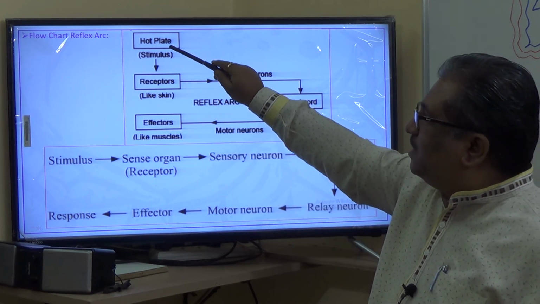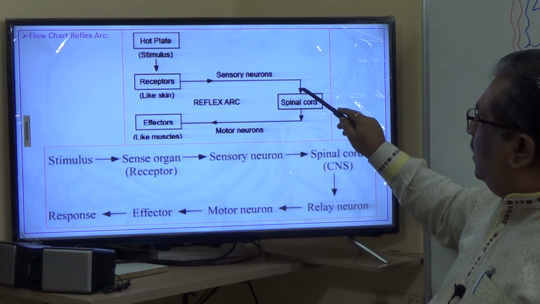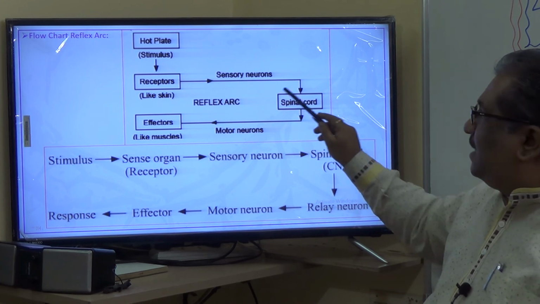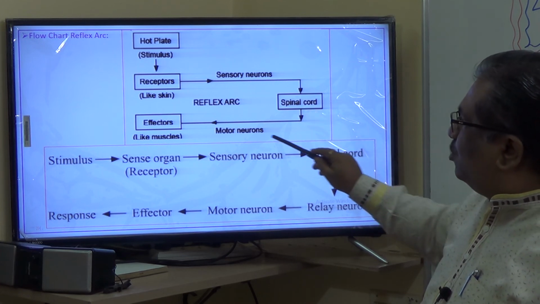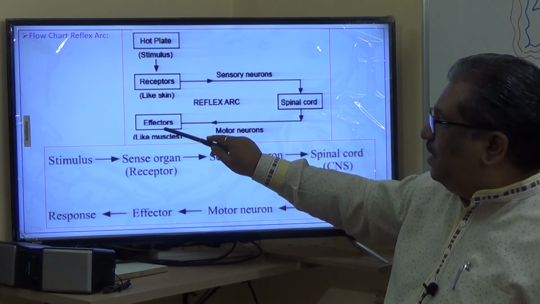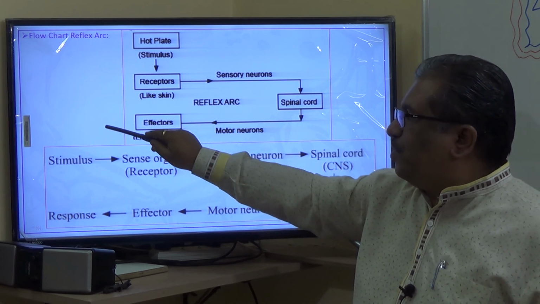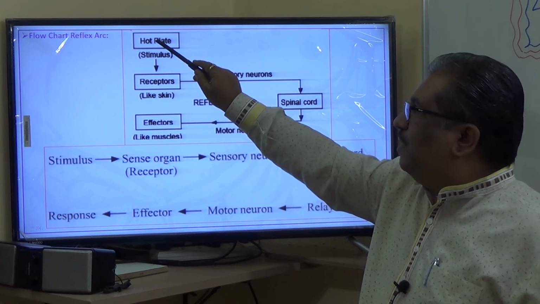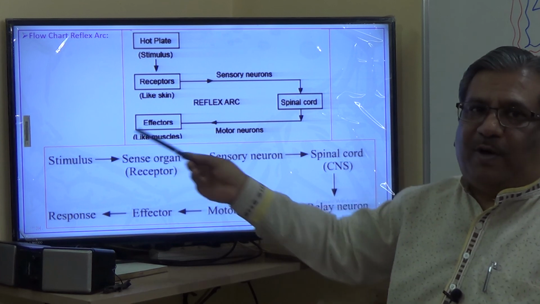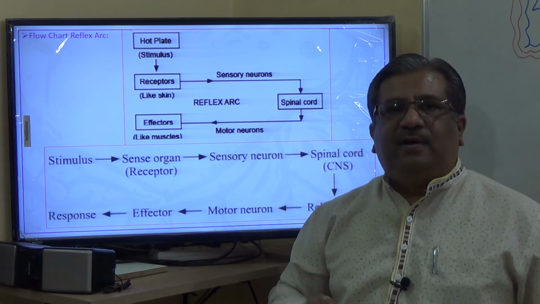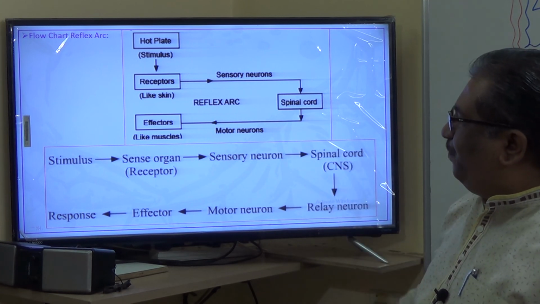So, hot plate stimulus, receptor skin, sensory neurons, spinal cord. Here you should write relay neurons present in the spinal cord. This acts as a modulator here. So, it is better to write here relay neurons to motor neurons to the effectors like muscles, where the effectors create a response. One more block you can also write as a response. Here there is a stimulus, and here you can write one more block and write this as a response. Response is nothing but the movement of the body parts. So note down this reflex arc also.